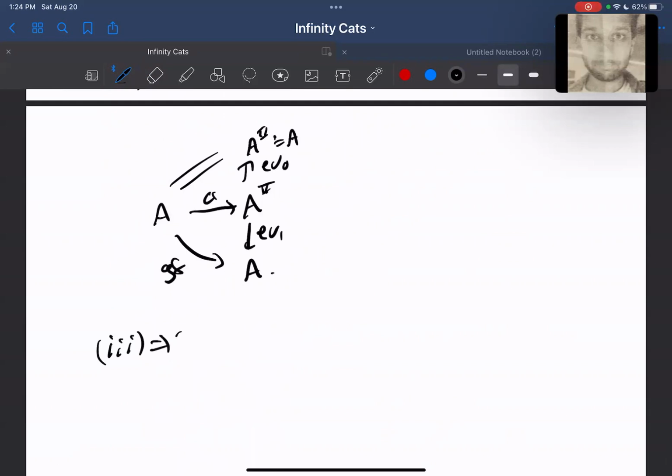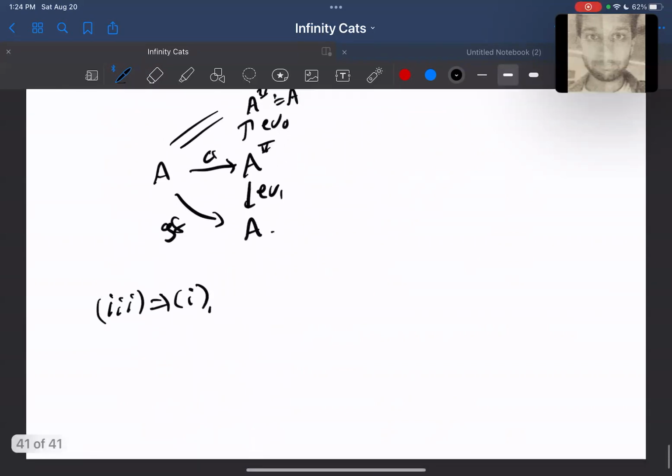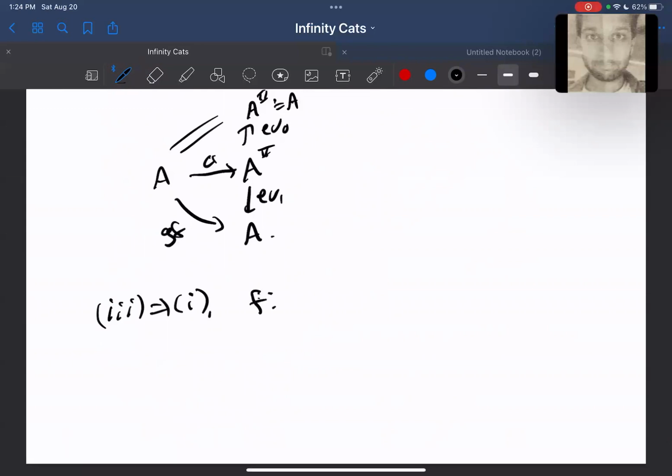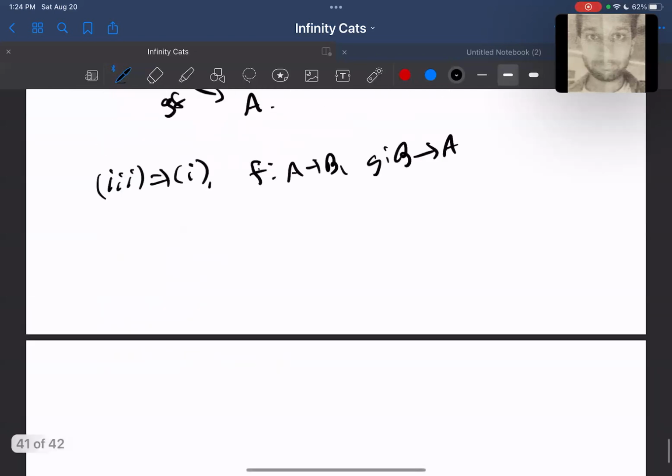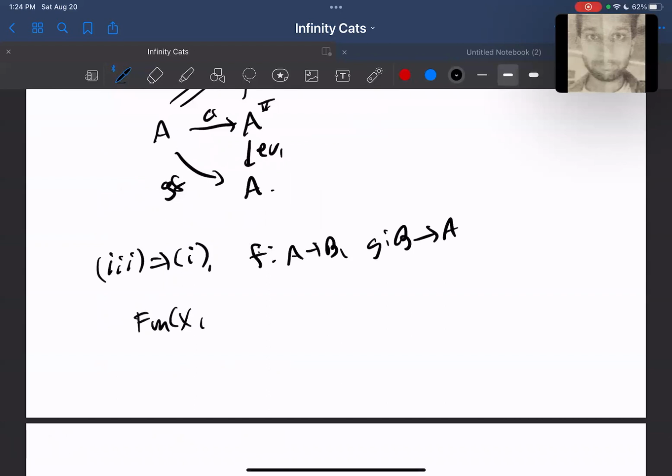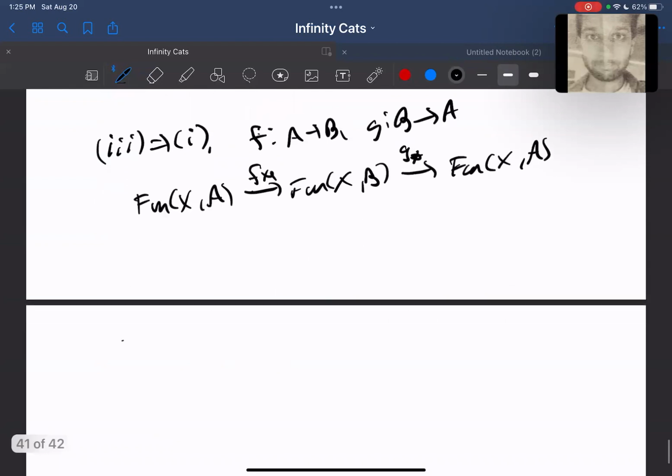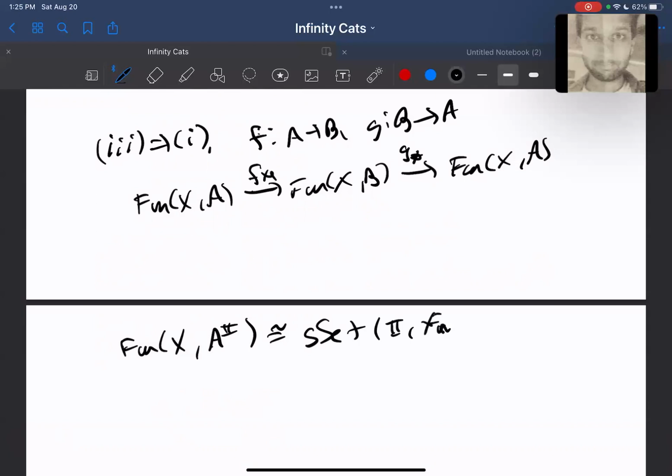So now 3 implies 2, or 3 implies 1 rather. Well, what we use here is we have F maps A to B and G maps B to A. So we can take these for any X and we have fun XA to fun XB by F. And we take this back to fun XA by G. And what we're going to note here is fun XA to the I is isomorphic to simplicial sets from I to fun XA, which is just isomorphic to fun XA to the I as a quasi-category.